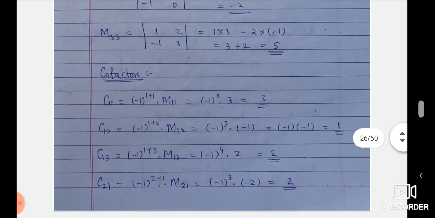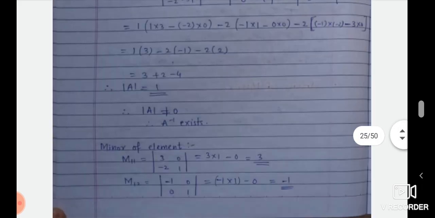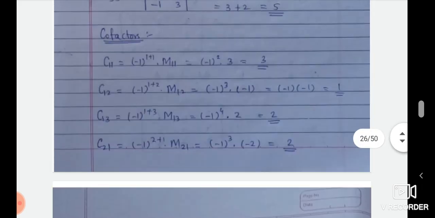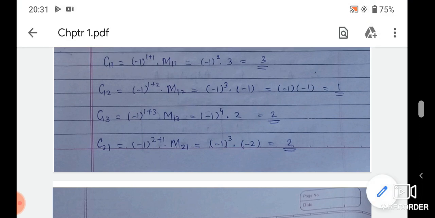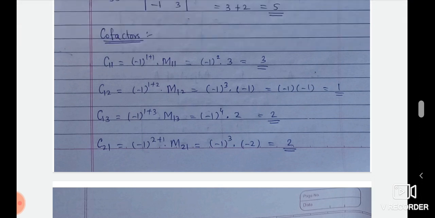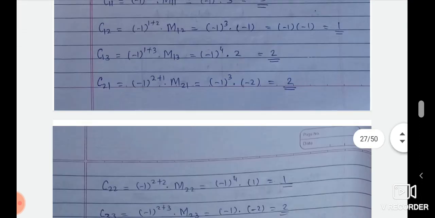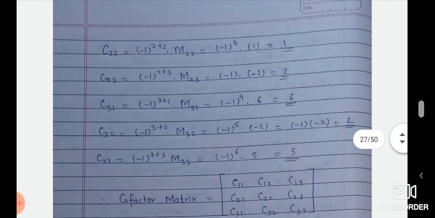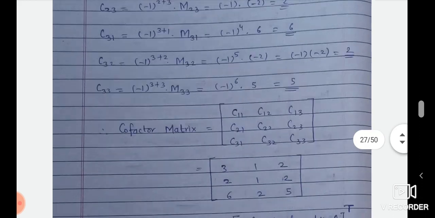Then cofactor C11, we just have to change the sign. M11 we have already found out, it is 3. M11 is 3, minus 1 square is plus 1, so into 3 is 3. Even power will be plus, odd power will be minus. Check the cofactors. Same thing for C22, each and every term I found out. Then the cofactor of the matrix.